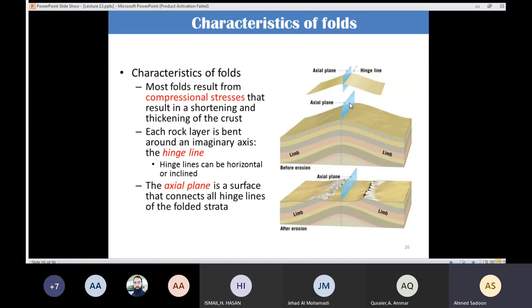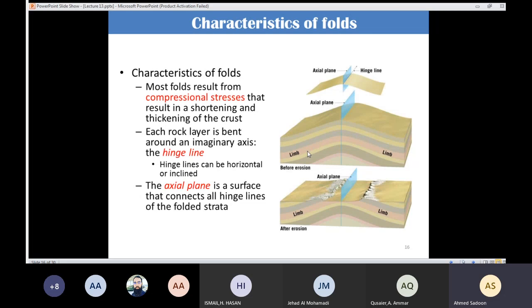And if I'm going to connect the hinge lines, assume this one is hinge number 1, 2, 3, 4. If I connect them together, I'm going to have a plane surface. And we are going to call it the axial plane. So we have the hinge line, about which the limb is going to rotate, and we have the axial plane. It's the surface connecting all the hinge lines.